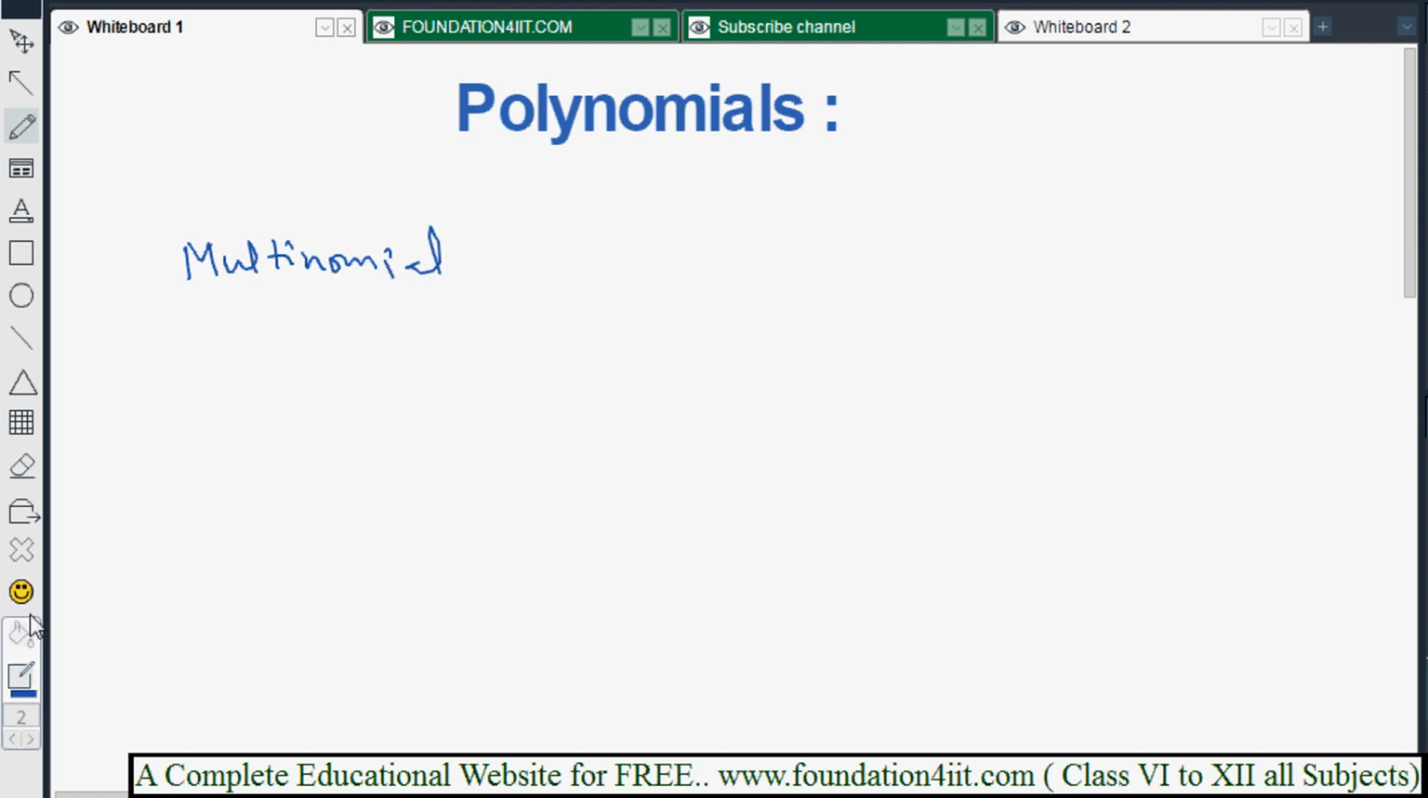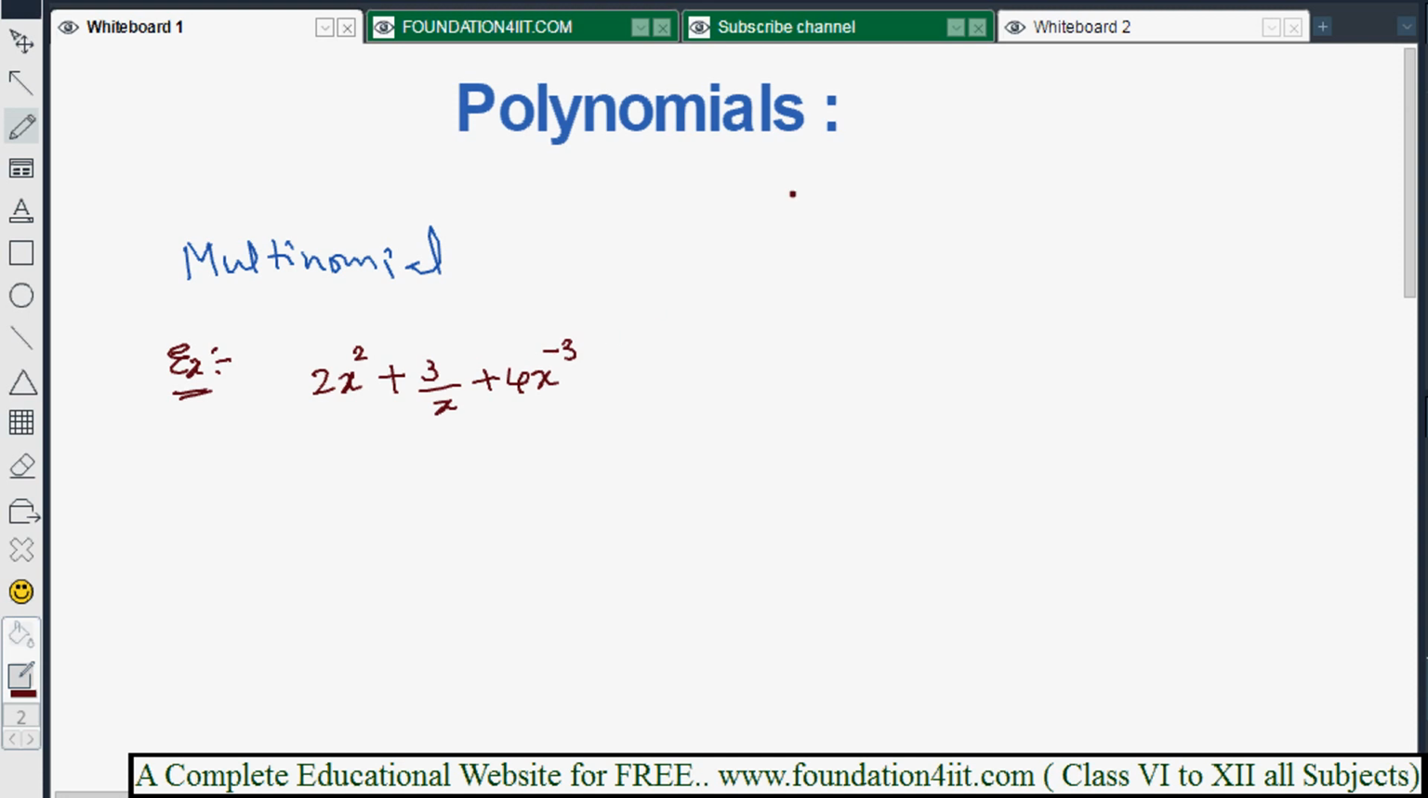Every polynomial is a multinomial, but every multinomial need not be a polynomial. Multinomial means a combination, more than one term. The algebraic expression containing more than one term is called a multinomial. Now 2x square plus 3 by x, 4x to the power minus 3: these are all multinomials. But when you come to polynomial, there should be only non-negative integral powers. Here the power is minus 3, and in 3 by x, this x is x to the power minus 1, so a negative power is coming. Only positive powers make a polynomial.